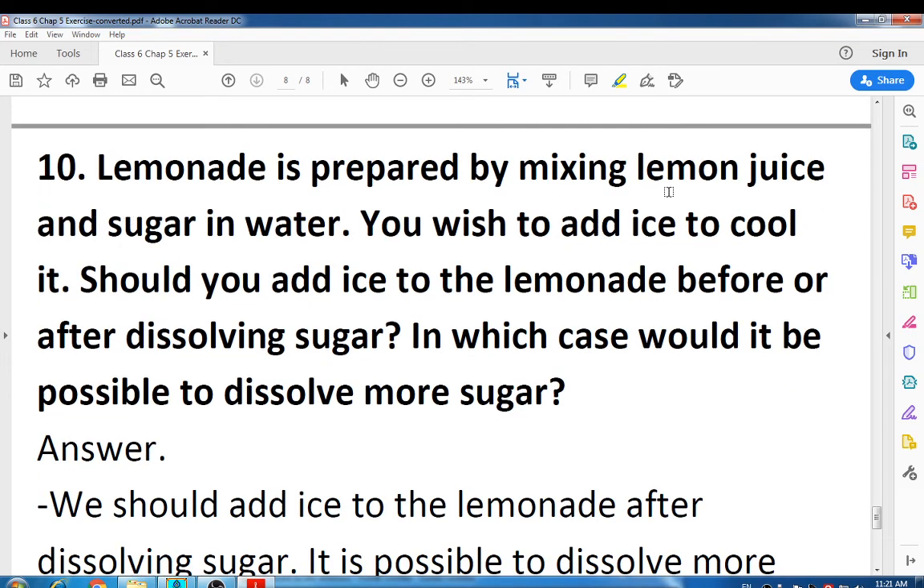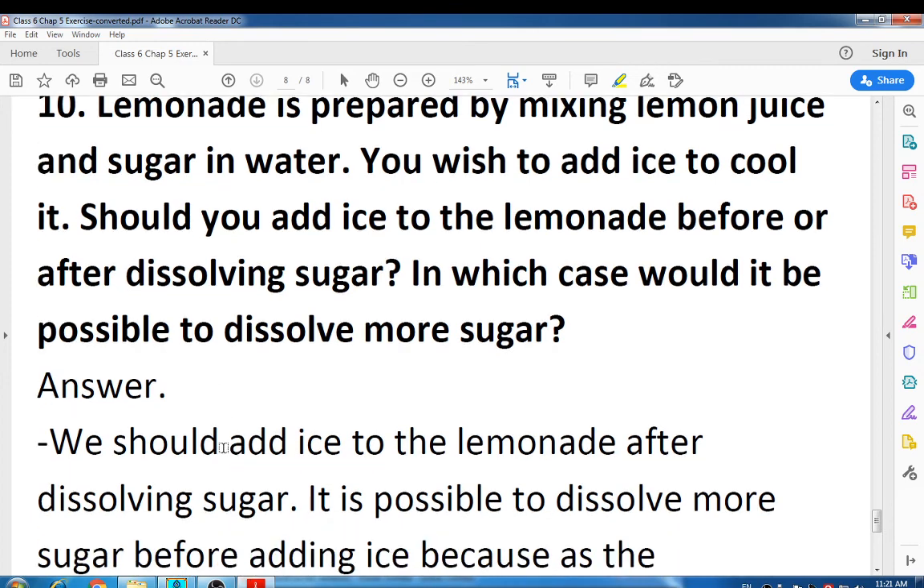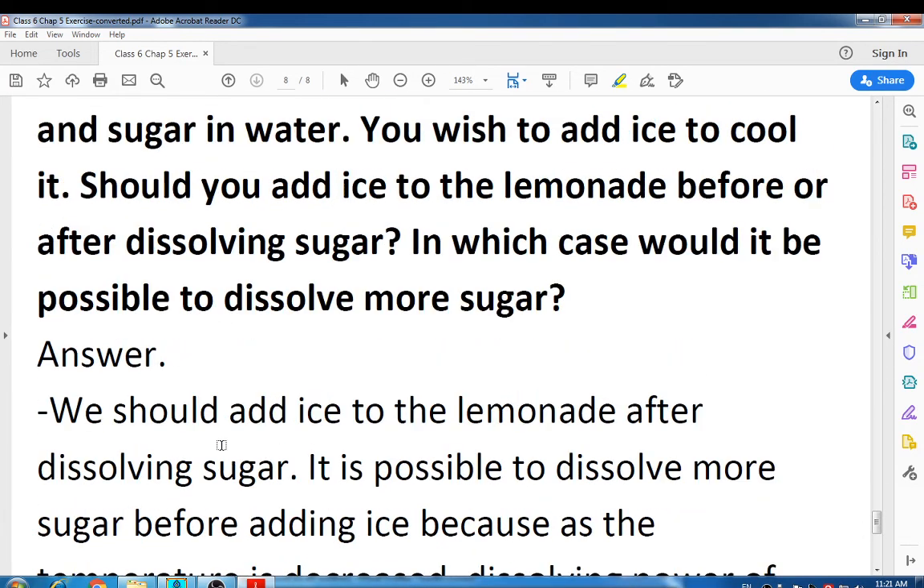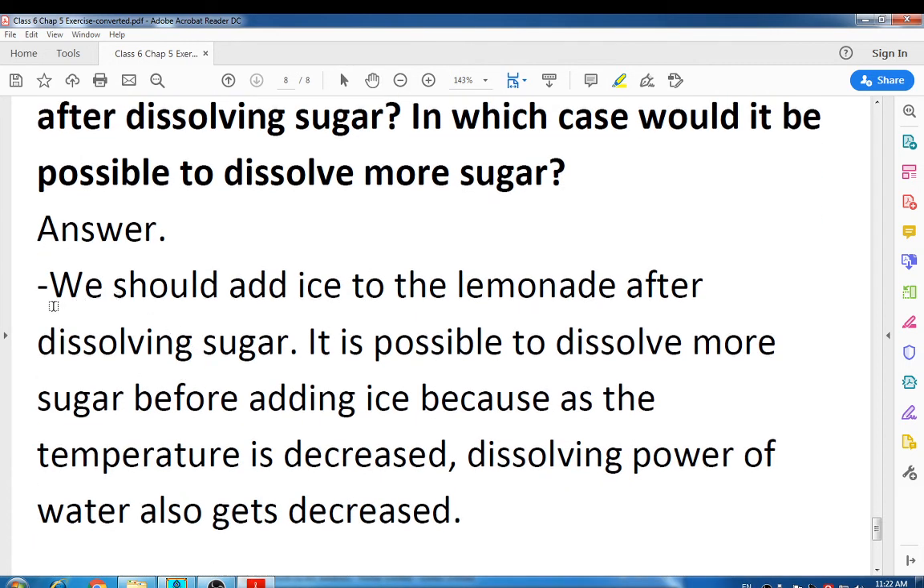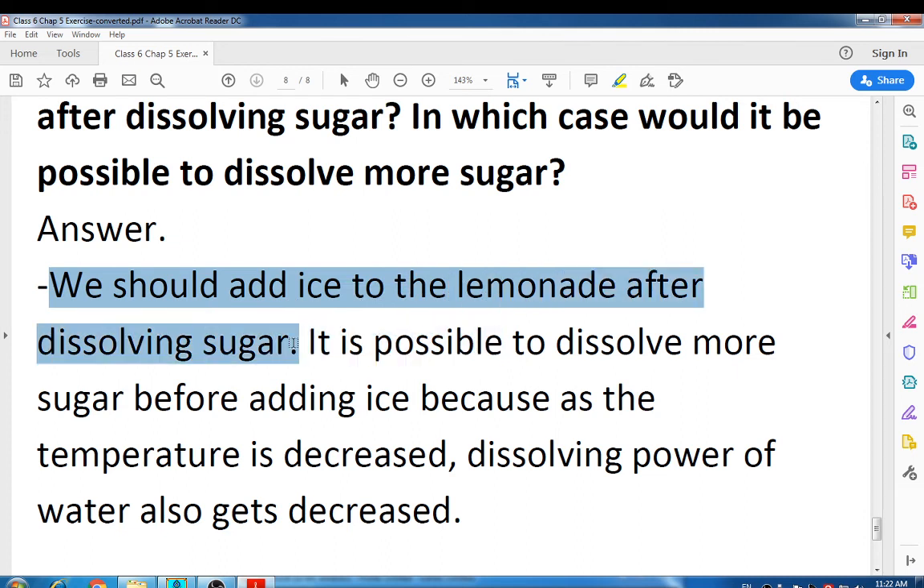Lemonade is prepared by mixing lemon juice and sugar in water. Okay, lemon juice. You wish to add ice to cool it. Should you add ice to the lemonade before or after dissolving sugar? In which case would it be possible to dissolve more sugar? Okay, here that saturated, unsaturated, those things are there. So see the answers. We should add ice to the lemonade after dissolving sugar.